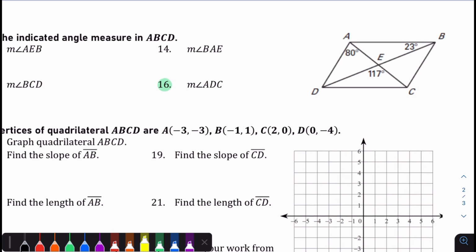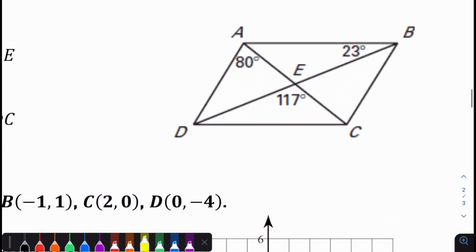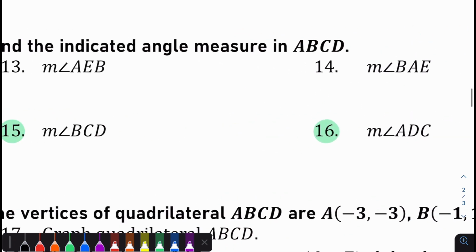To do number 13, find the measure of angle AEB. I'm just going to look at what I've got. 80 doesn't really help me here. 23, I can't think of anything, but at 117, I notice that that's a vertical angle. So vertical angles are always congruent. So I know that this angle here must also be 117.